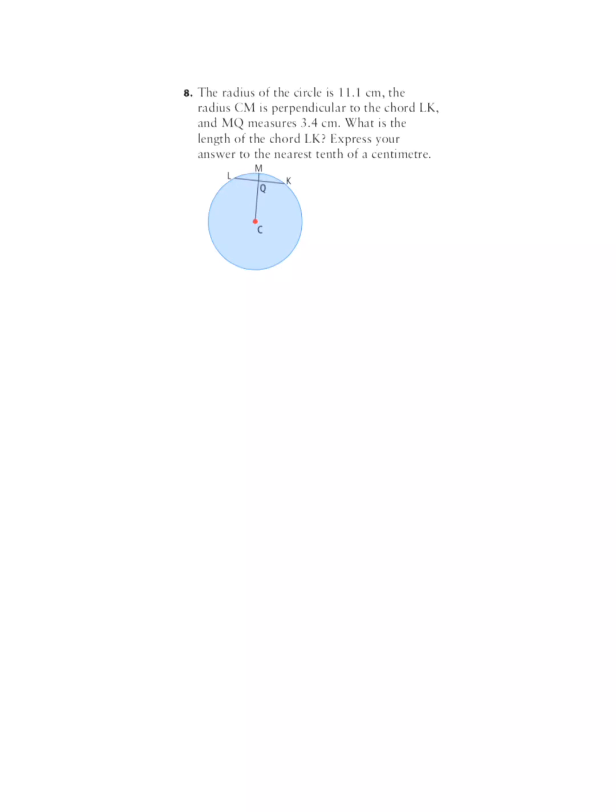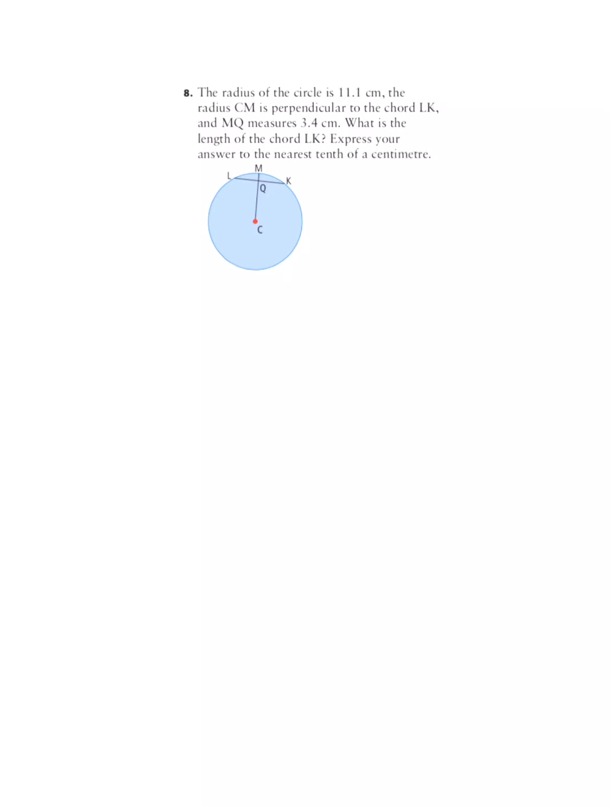Welcome back. All right, today we're going to go over a couple examples from the 10.2 and 10.3 circle geometry assignment. We're going to start off with number 8 from 10.2. It says the radius of the circle is 11.1. The radius CM is perpendicular to the chord LK, and MQ measures 3.4. So we're trying to find some lengths here.